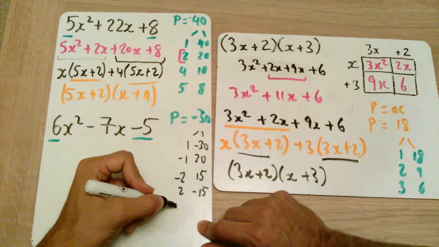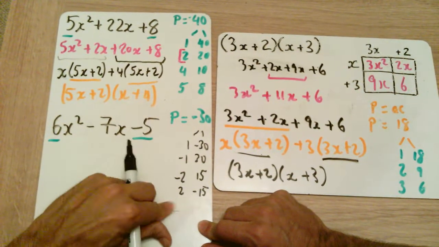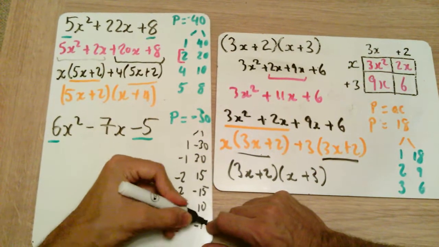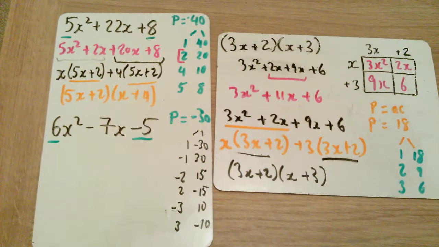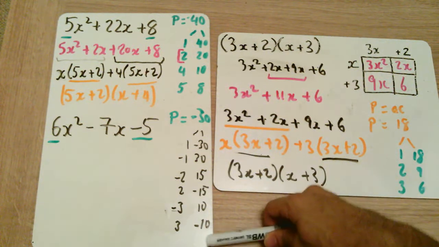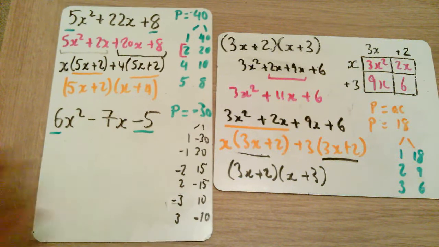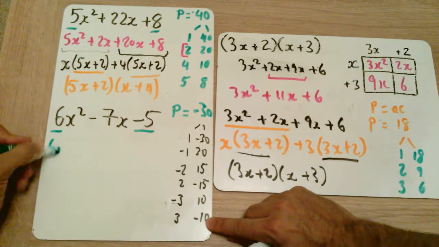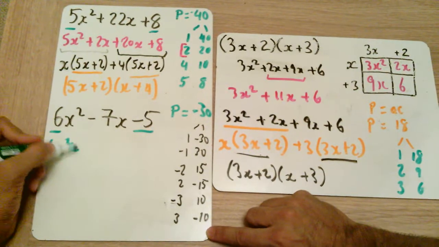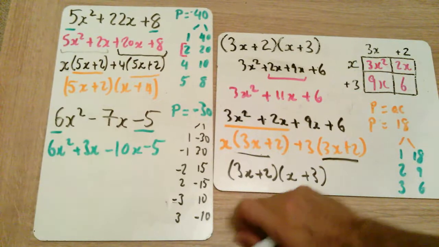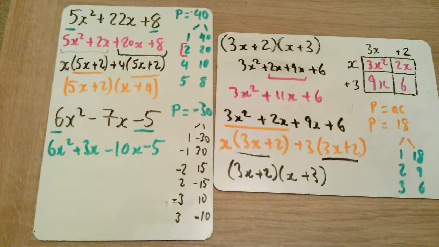We could have minus 3 and 10 or 3 and minus 10. We'll notice that the one that adds to make minus 7 is 3 and minus 10. So if we write that down over here, if we split that up, we get 6x squared plus 3x minus 10x minus 5, and we factorize these in our 2 pairs.